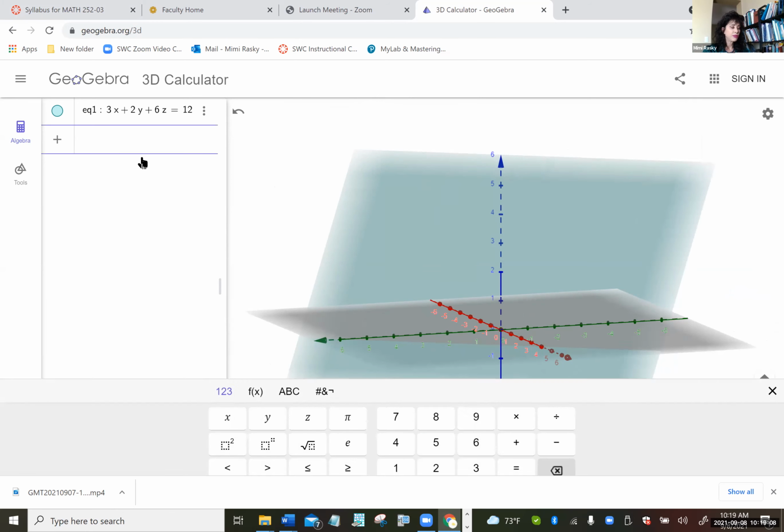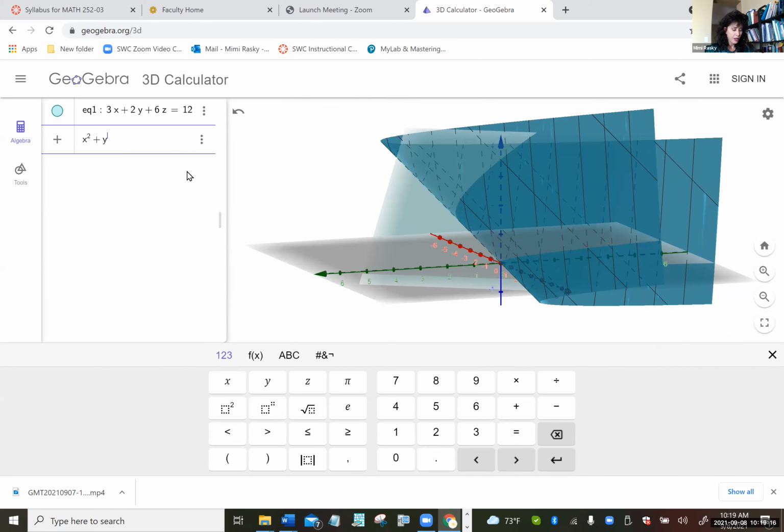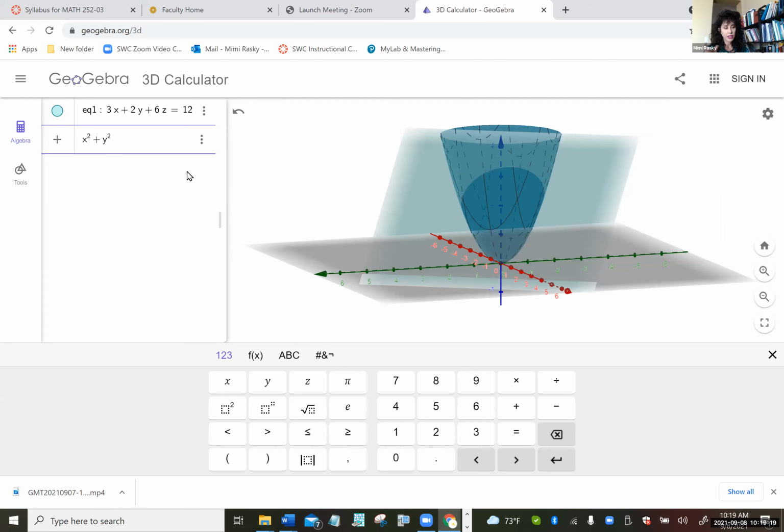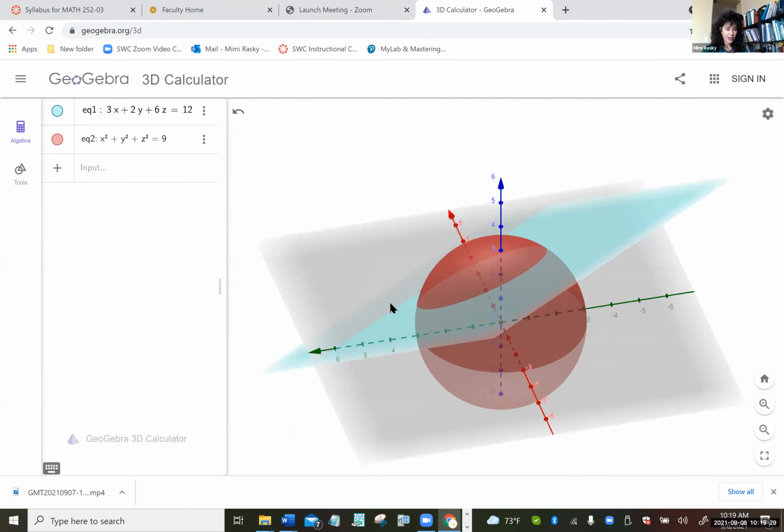But anyway, let's graph something else. How about we graph a sphere? Sure, why not? How about a sphere centered at the origin? So x squared plus y squared, and I'm using the caret key to do the square in case you're following me, plus z squared equals 9. Okay. Ooh, there we go. Look at that baby.